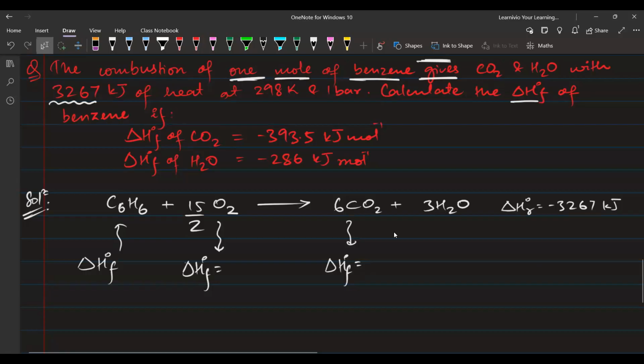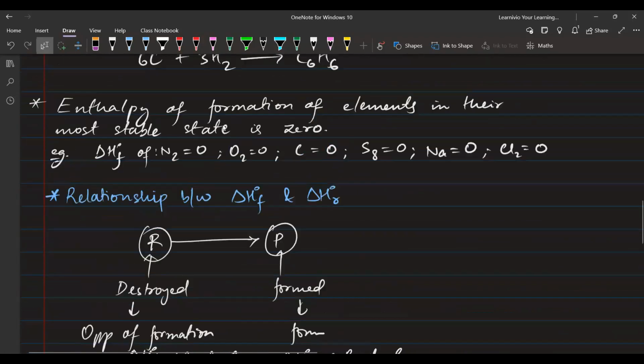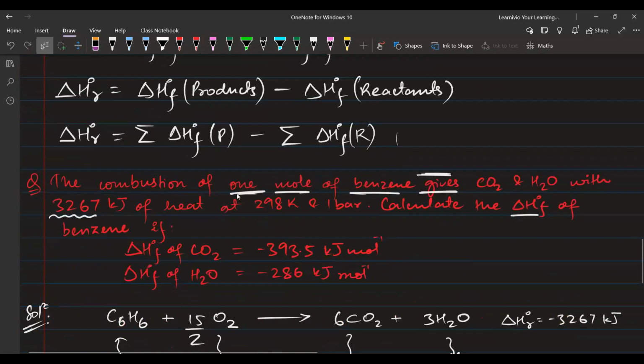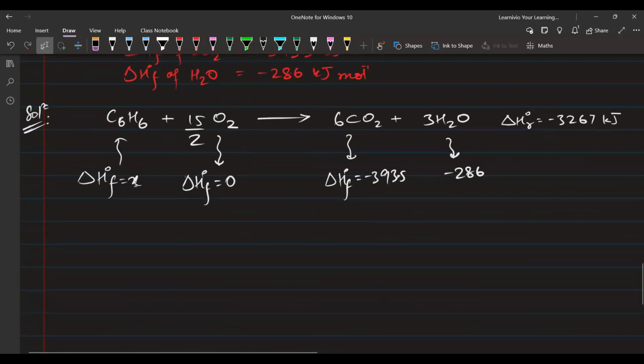We are just asking. Minus 393.5 kilojoule per mole. Nobody can see this either. For H2O it is minus 286 kilojoule per mole. Enthalpy of oxygen atom, it is going to be 0. We have written here enthalpy of formation of elements in their most stable state is 0. So for O2 will also be equal to 0. So this is equal to 0, and this we are going to take as X.